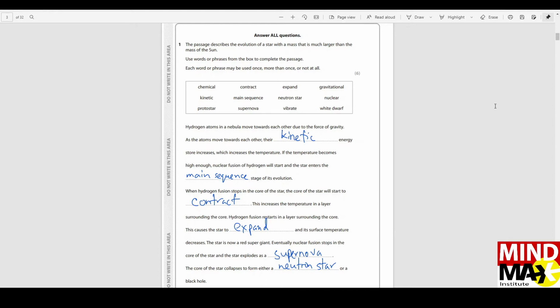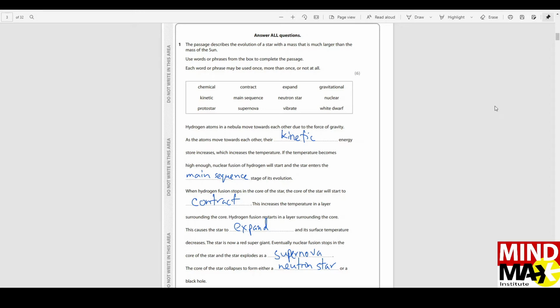When hydrogen fusion stops, the core of the star will start to contract. So basically whenever the fusion stops, the heat stops as well. So when the heat stops, the heat was the reason for expansion. So if the heat stops, it starts contracting under the pull of gravity.